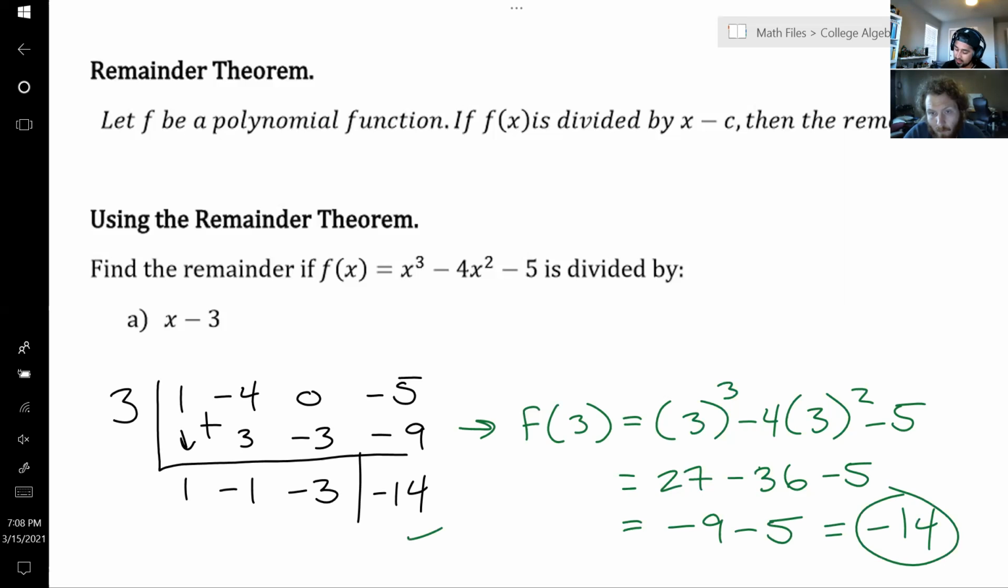So it checks out. So remainder theorem is a way to check your work when you are using long division and synthetic division. Did you get it right? Okay. Any questions on that?